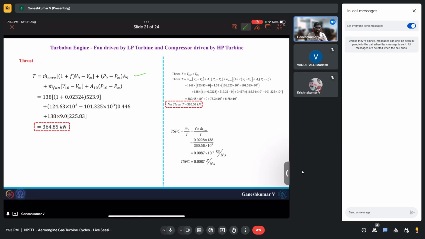In the bypass stream there is no change, so the thrust will remain the same, but in the core stream you have increased pressure, and also increased velocity. The increase in velocity causes an increase in thrust. So that's why you see a slight increase in thrust, although it's not a big deal. It's 364.85 kilonewton.